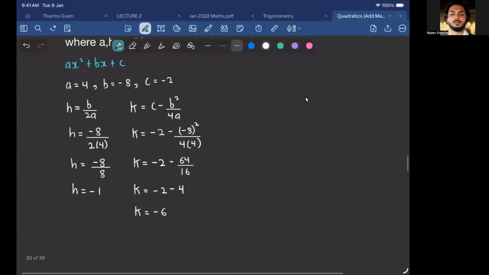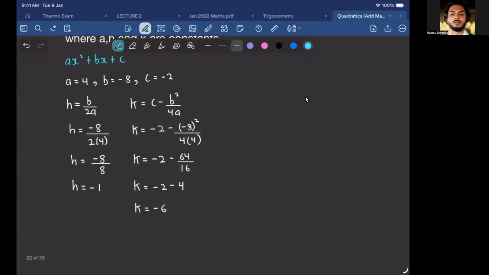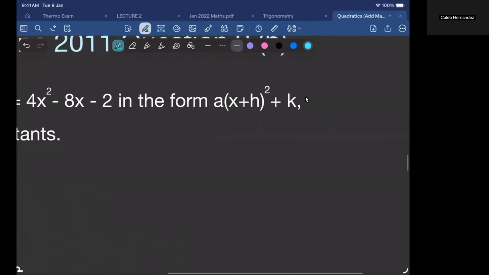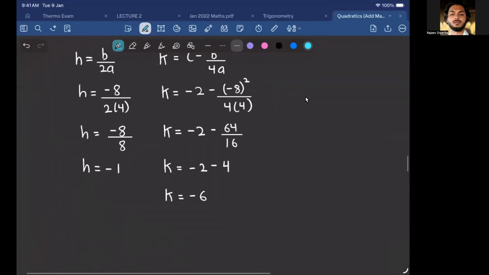Right. So Caleb, you didn't finish the question. I see that you're fine for h and you're fine for k, but you did not write it in that form. Let me answer that.